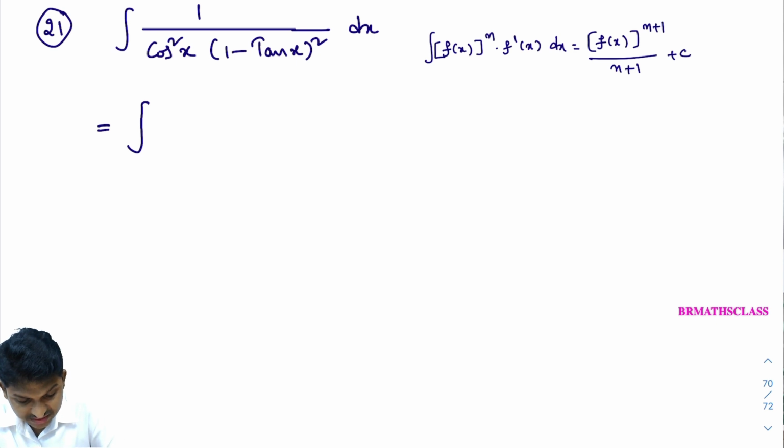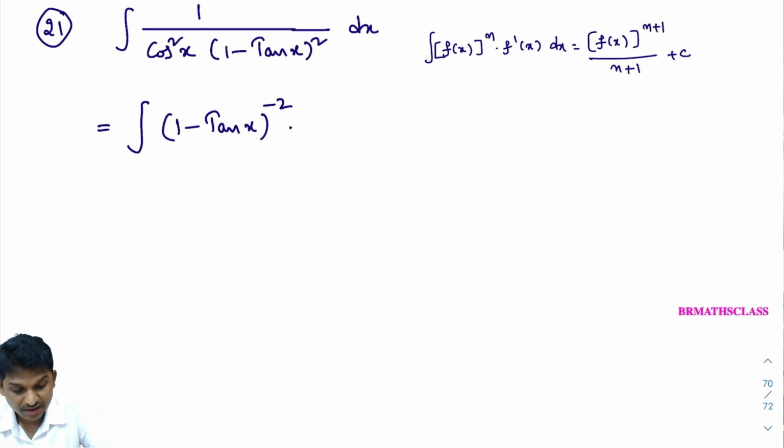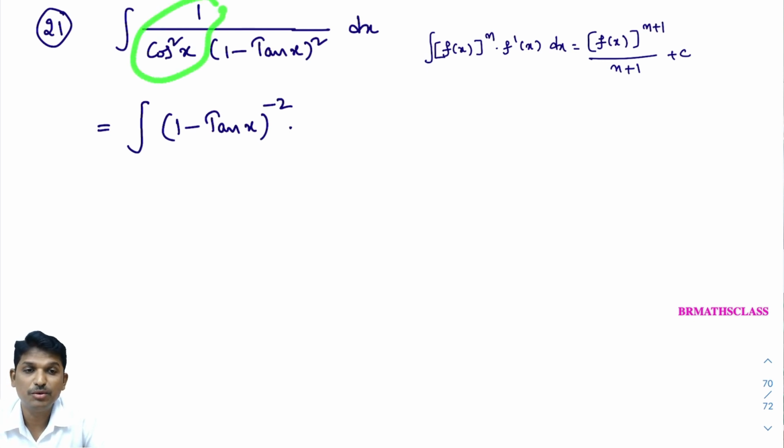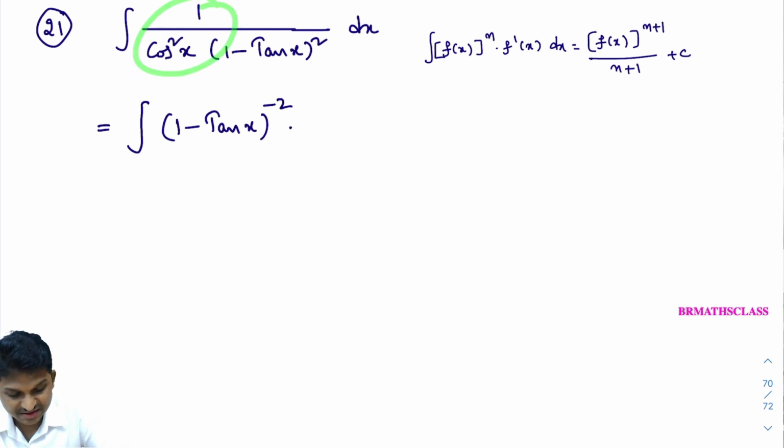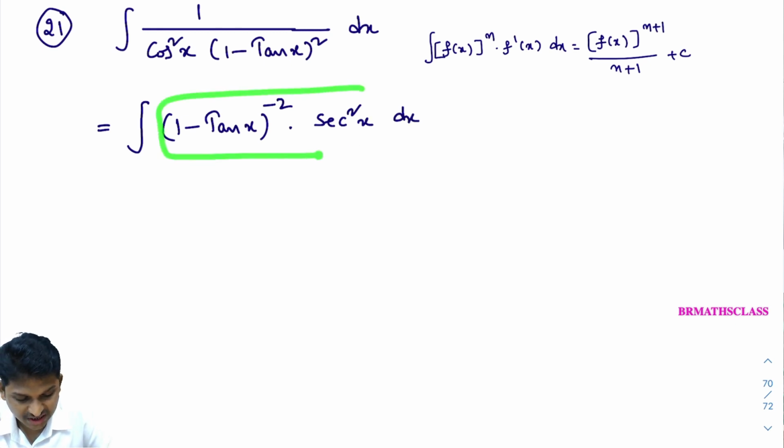What I'll do first, I'll write like this. 1 minus tan x whole power minus 2 into, here this 1 divided by 1 minus tan x whole square is there, no? That I have written like this, 1 minus tan x whole power minus 2 into, you look here, 1 by cos square x is there, no? We know the trigonometry formula, 1 by cos square x is secant square x. 1 by cos square x can be written as secant square x dx. What is the basic idea? What am I trying to do?